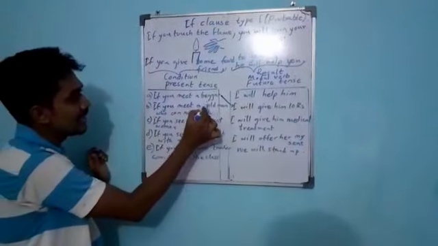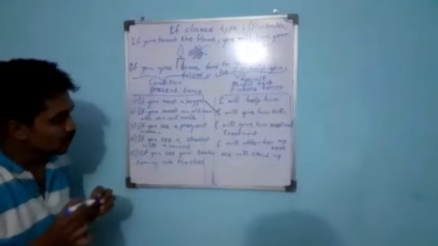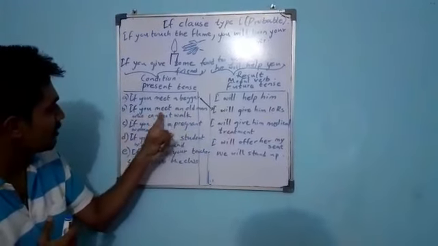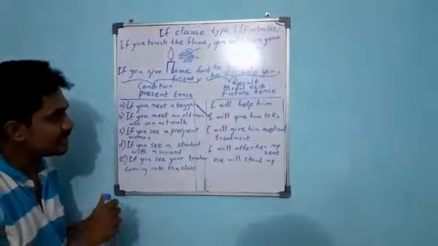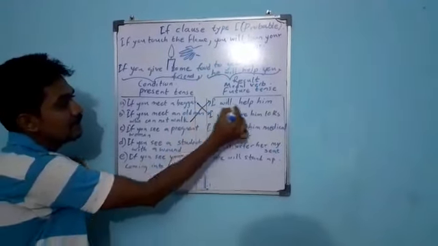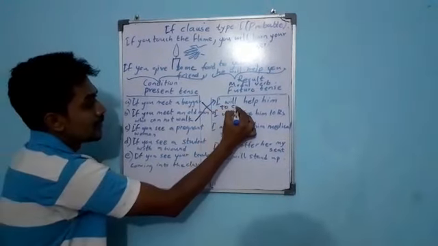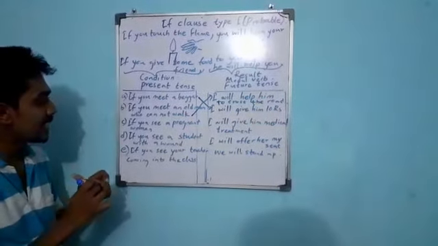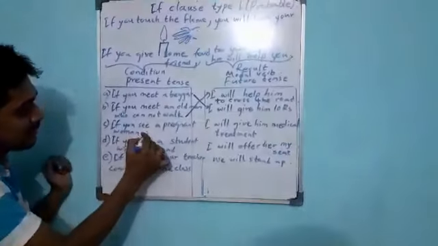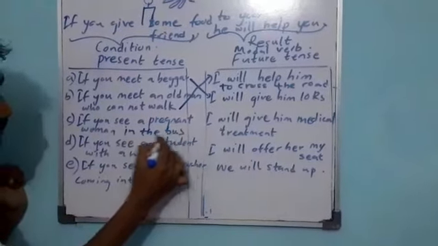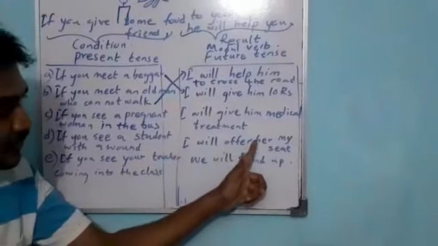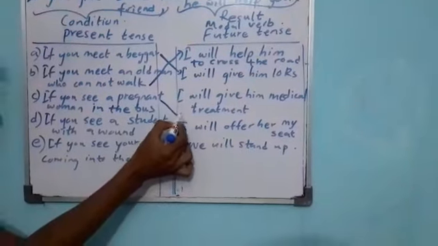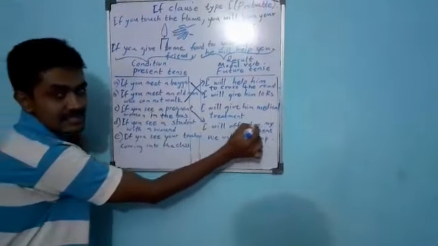Second one, if you meet an old man who cannot walk. So what is the answer for that sentence? If you meet an old man who cannot walk, what will you do? I think definitely you will help him. So I will help him to cross the road. Next one, if you see a pregnant woman in the bus, what will you do? I will offer her my seat. So very good, children. They are doing very good activities, no? So this is the condition and this is the result.